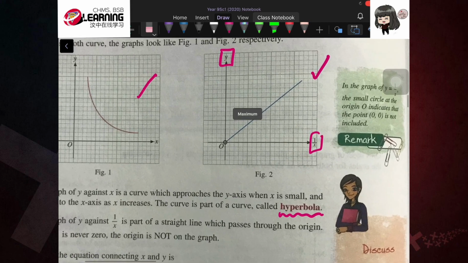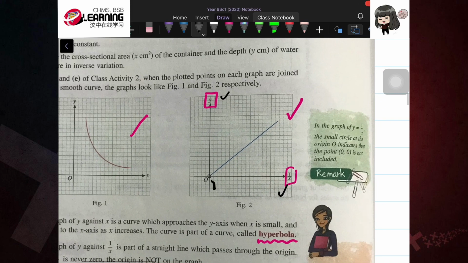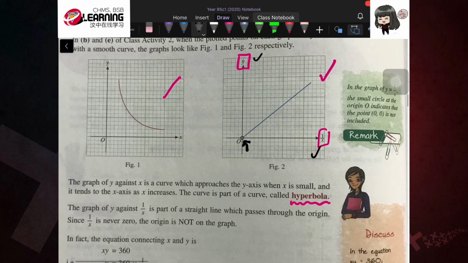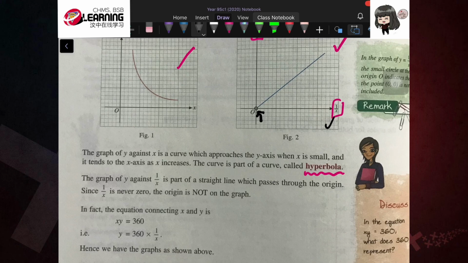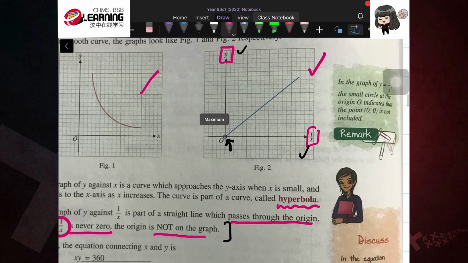Look at the textbook here again. If we draw y against 1 over x, for inverse variation, it doesn't include the 0. You can copy this down: the graph of y against 1 over x is part of a straight line which passes through the origin. Since 1 over x is never 0, the origin is not on the graph.